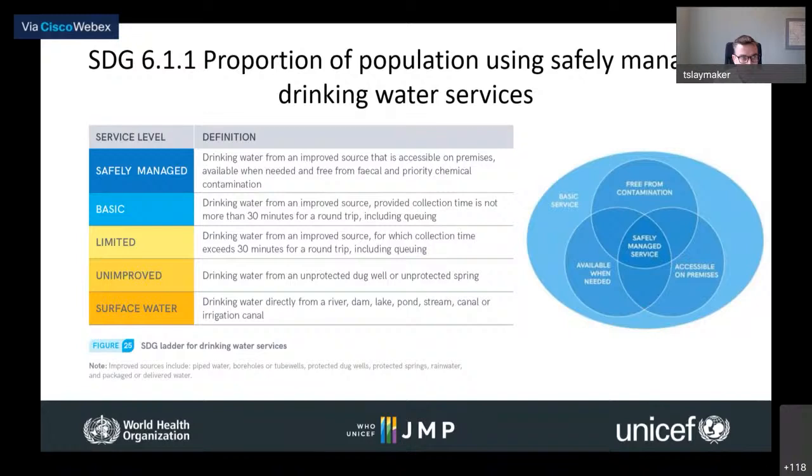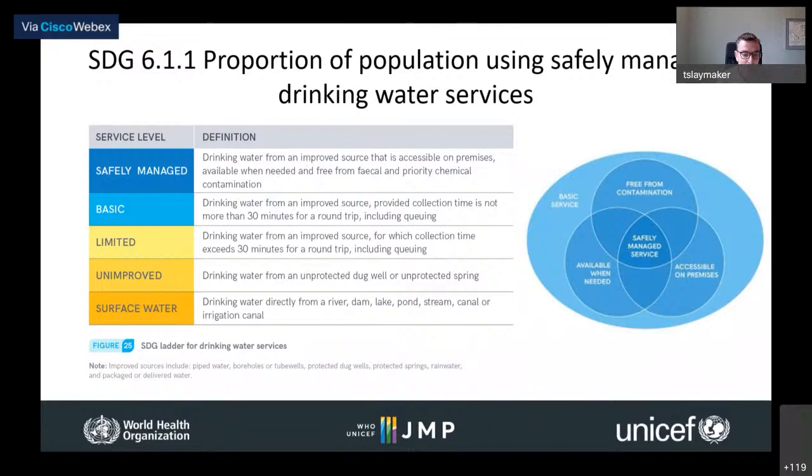The JMP uses a service ladder to benchmark and compare progress across countries, and this has been updated for the SDGs. We continue to monitor the population using improved and unimproved water supplies, but those using an improved water source are now divided into 3 categories. If the source has a collection time of more than 30 minutes, we call that a limited service. If it's an improved source with a collection time of no more than 30 minutes, that's a basic service. But safely managed requires additional information on service levels. It requires that households have an improved source that is accessible on premises, available when needed, and free from contamination.